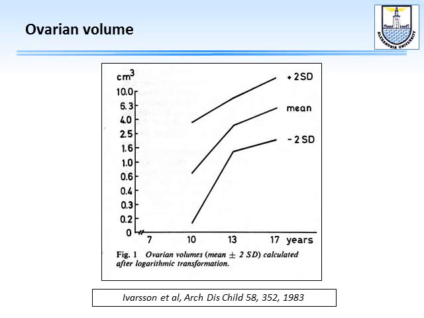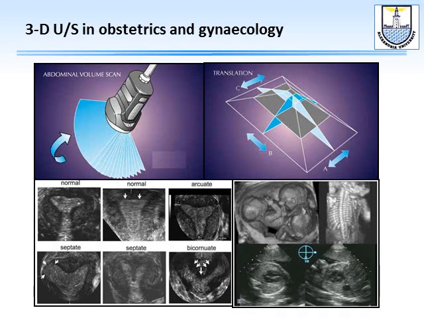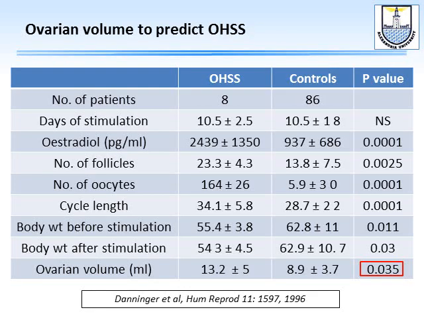And the other predictor which is good, but which takes a little bit more time, is to measure the ovarian volume. And usually we will do this with 3D or 4D ultrasound, which is more expensive and takes more time and so on. But it is a good predictor according to the work of Danninger, as you can see here.